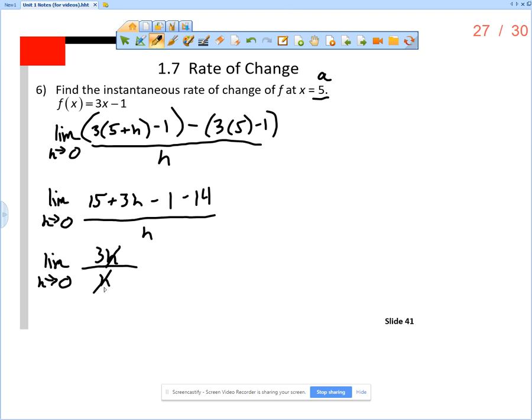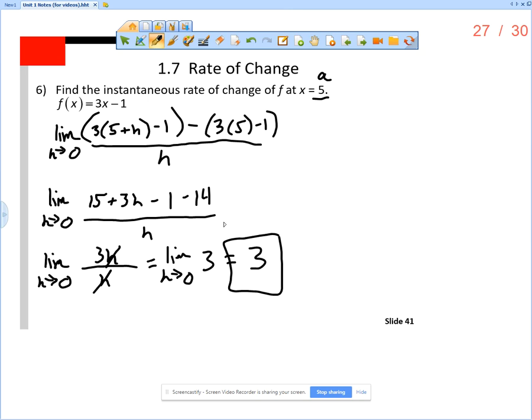So of course, h reduces, and I am left with the limit as h approaches 0 of just 3. So no place to plug 0 in because the h's are gone, so I end up with just 3. Sometimes the h's will disappear, other times the h's won't entirely disappear, and you'll have to put 0 in somewhere. But that means that the instantaneous rate of change of f at x equals 5 when f is 3x minus 1 is 3.